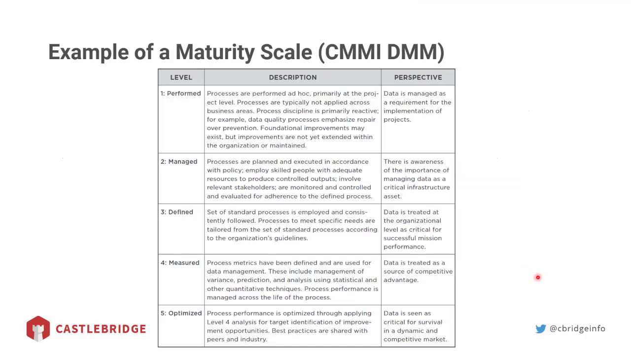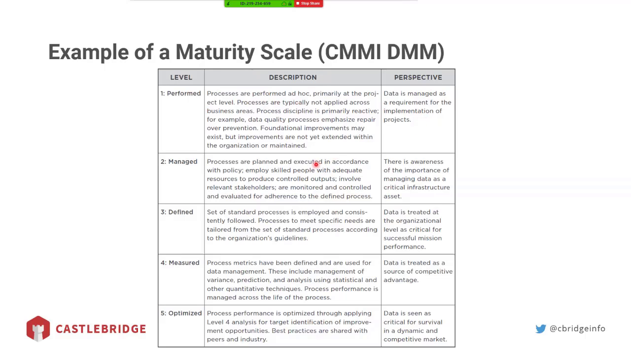This is an example of a maturity scale from the Carnegie Mellon Institute Data Management Maturity Framework, the DMM. All of these maturity scales have 5 levels. All of them are labeled something from performed to optimized, ad hoc to optimized. But I like the CMMI one because it comes from a very long history of quality management principles. At the performed level, you are doing some stuff on an ad hoc basis at project level, and everything's managed as a requirement for the implementation of projects.